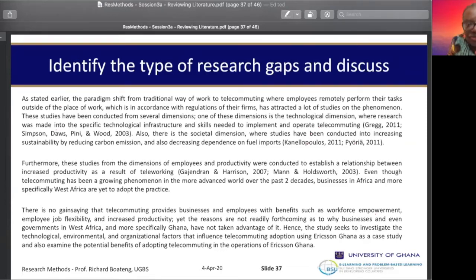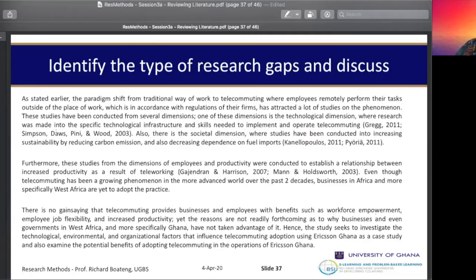Now, let's continue. He said, even though, now you see the gap is coming, even though telecommuting has been a growing phenomenon in the more advanced world, that's in the developed world. Can you see a context gap coming? Good. I know you can see that. In the more advanced world, over the past 2 decades, businesses in Africa, context again, and more specifically West Africa, are yet to adopt the practice.